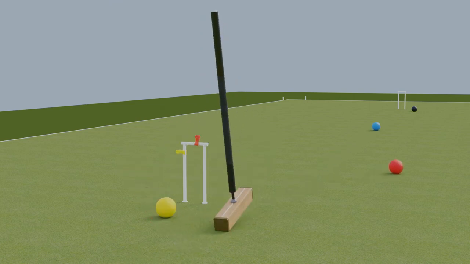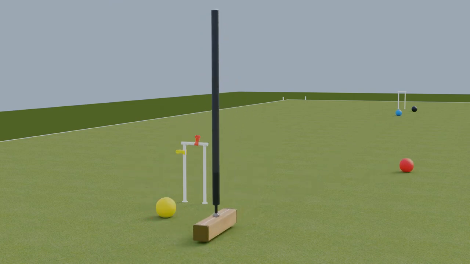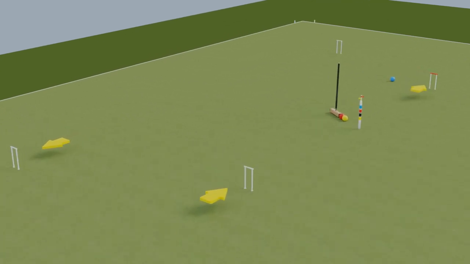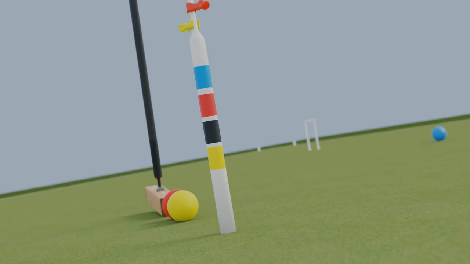A typical moment to attempt peeling is when a player's first ball only has a few hoops to go. The second ball can help it through, and both balls can finish at the peg together.